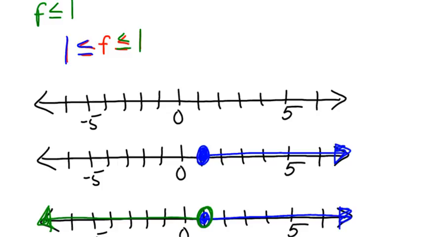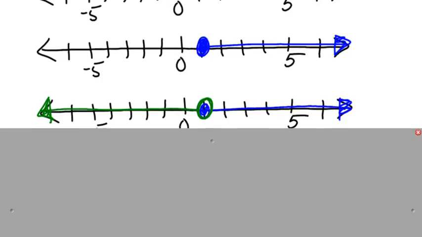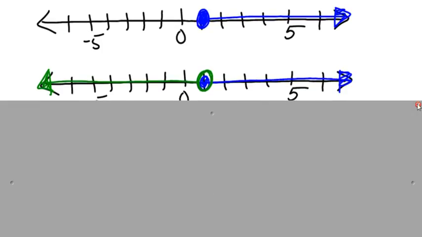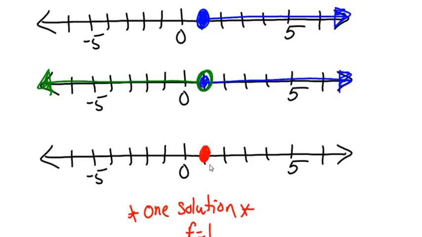This is an and statement, so that means that both rules have to be true at the same place and same time. So on my graph, I'm looking for where blue and green are located at the same place, same time. And the only place that is happening is at 1. So we have one solution to our inequality where f equals 1, and so this would be our final representation for that rule.